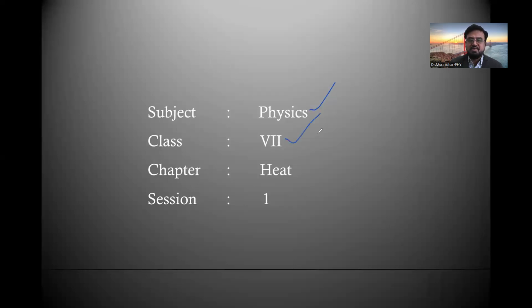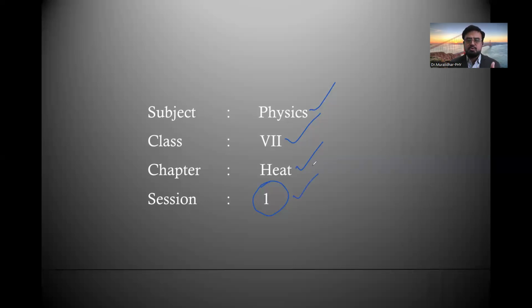So my subject is physics. We are in class 7th. Today we are going to start a new chapter, that is the third chapter. Already we completed 2 chapters. We are entering into the third chapter, heat, and this is session number 1, right?